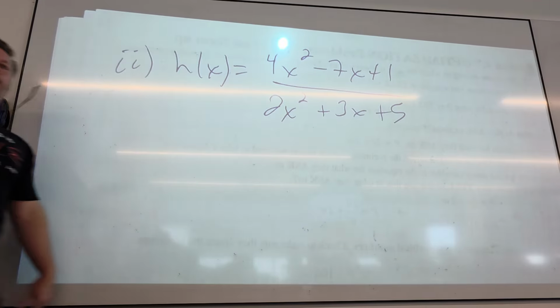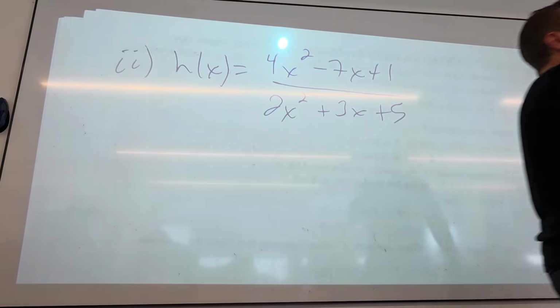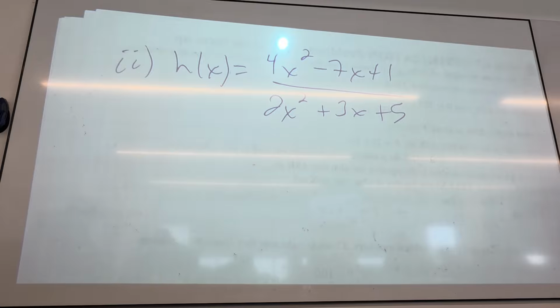This one, what's true about the degrees? So is either one growing faster than the other one? No. Now, I agree, the top is like 4 times the bottom's 2. That just means the top always has an output that's 2 times as big as the bottom, yes. So watch what happens.